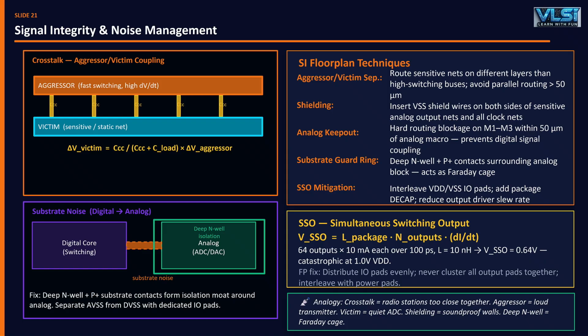That's exactly what happens inside a chip. Wires are placed very close. When one wire switches fast, it creates electric fields. Those fields interfere with nearby wires. This is called crosstalk. The noisy signal is called aggressor. The affected signal is called victim.